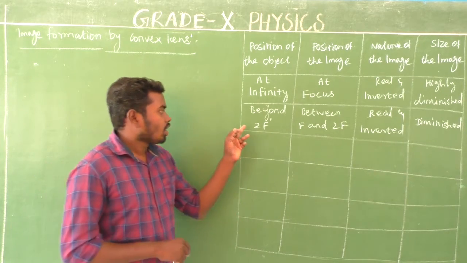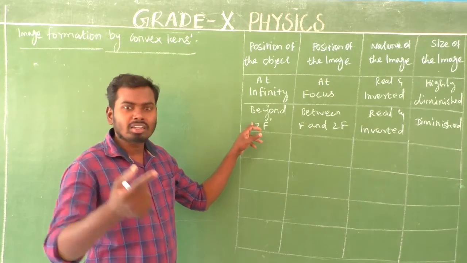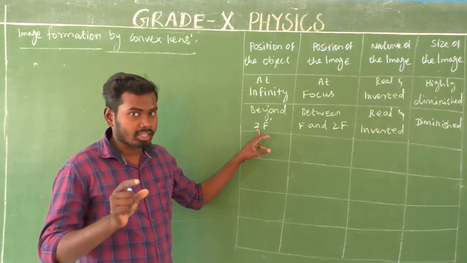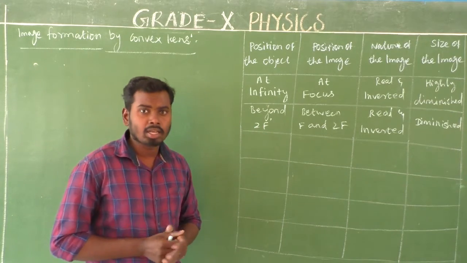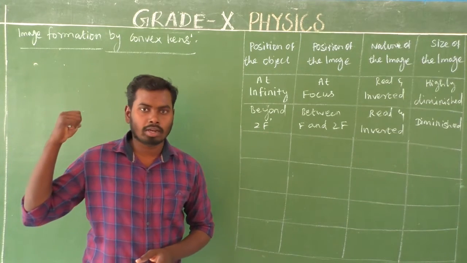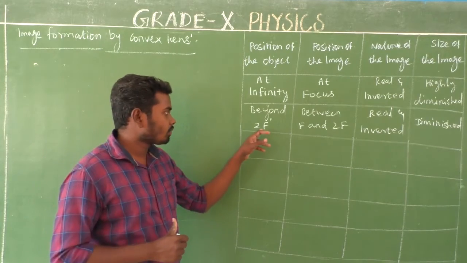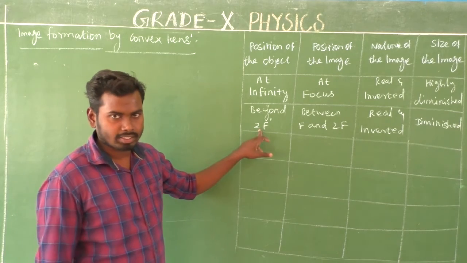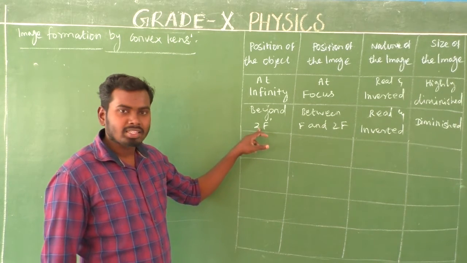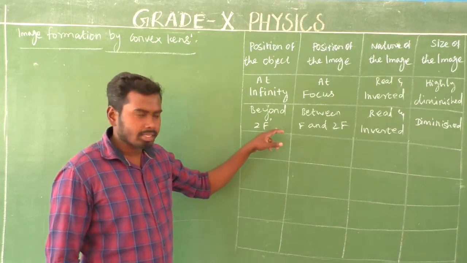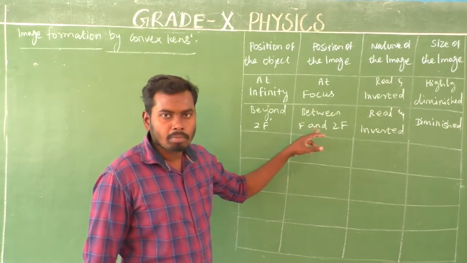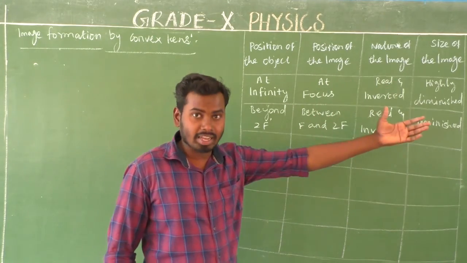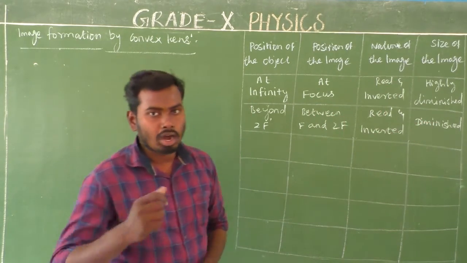Next, we placed the object beyond 2f dash, which means beyond twice the focal length. What is 2f? 2f means twice the focal length of the convex lens. When we place the object beyond 2f dash, the image is formed between f and 2f on the other side of the convex lens.